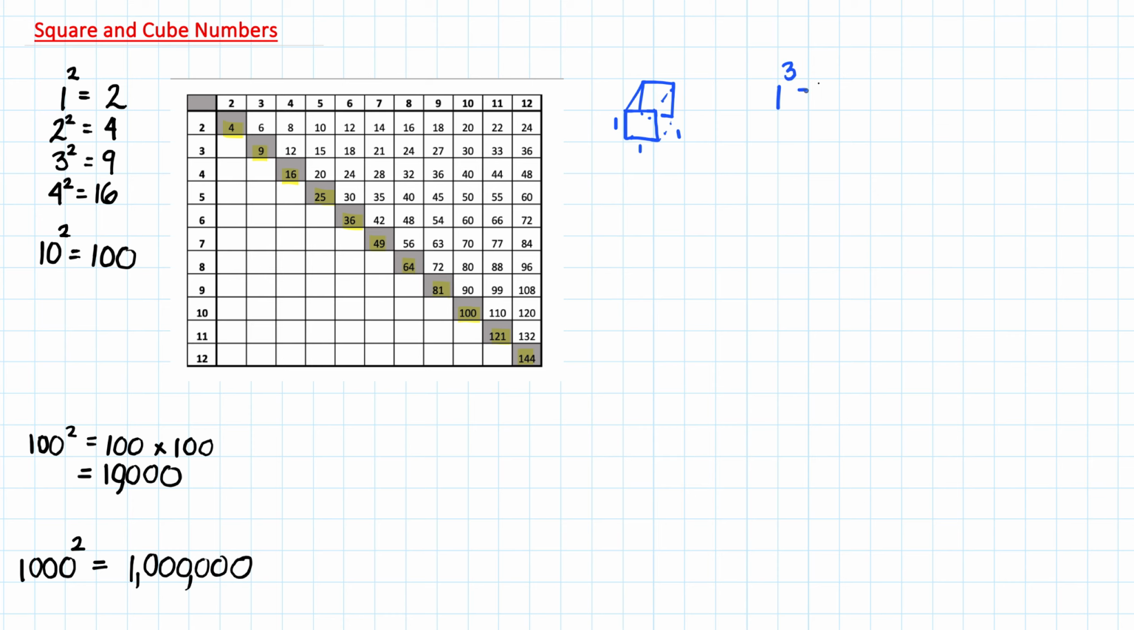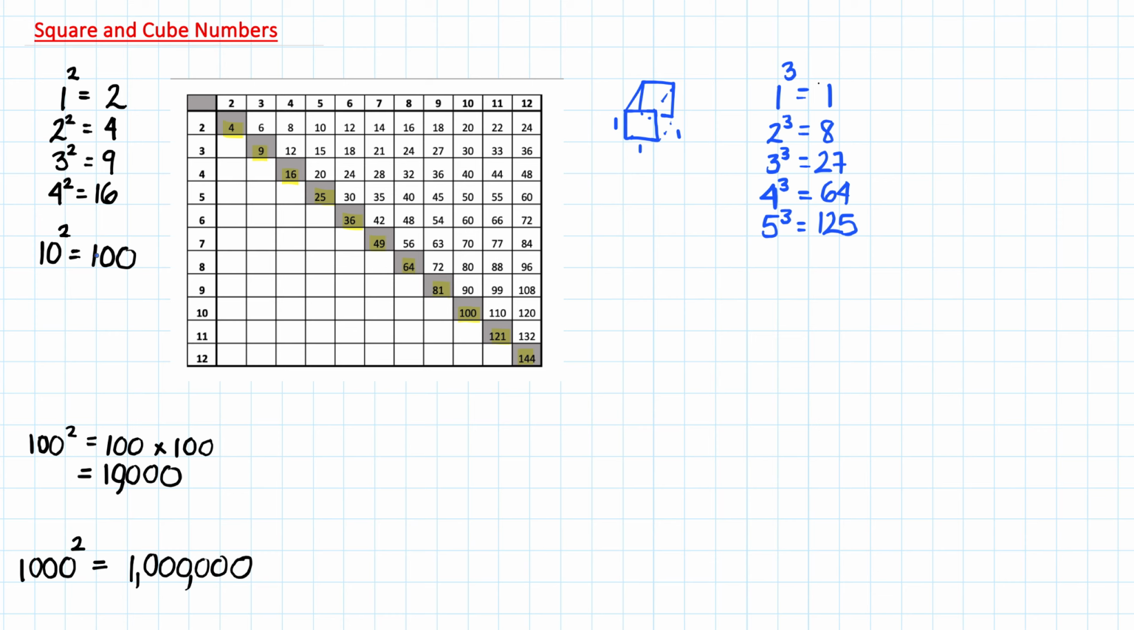1 cubed is going to be 1 times 1 times 1, which is 1. Then 2 cubed is going to be 2 times 2 times 2, which is 8. Then 3 cubed is going to be 3 times 3 times 3, which is 27. Then 4 cubed is going to be 4 times 4 times 4, which is 64, and then 5 cubed is going to be equal to 5 times 5 times 5, which is 125. And we can keep on going forever. I recommend that you write these cube numbers underneath your multiplication grid, because it's going to make your life easier for some of the exercises.